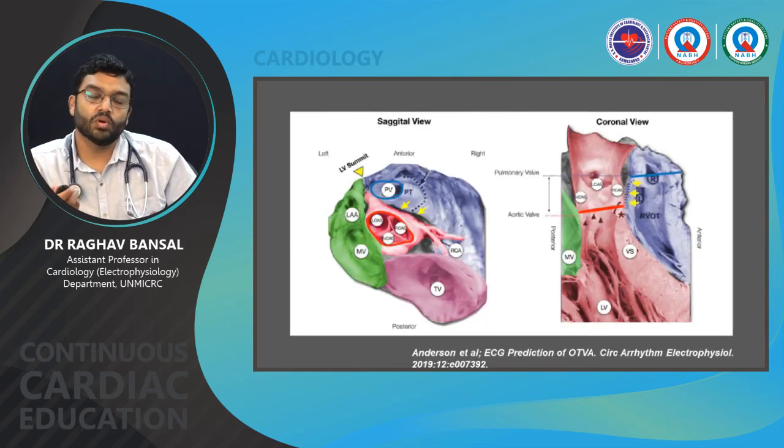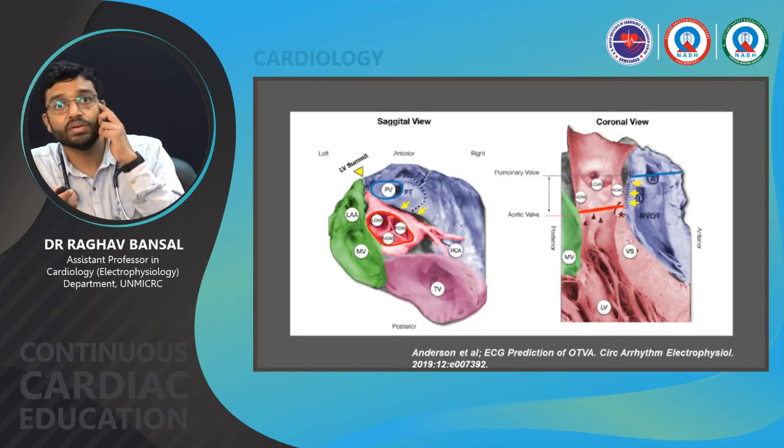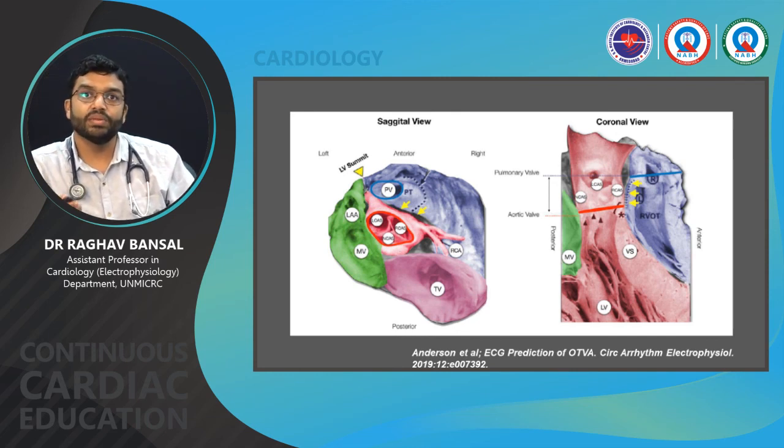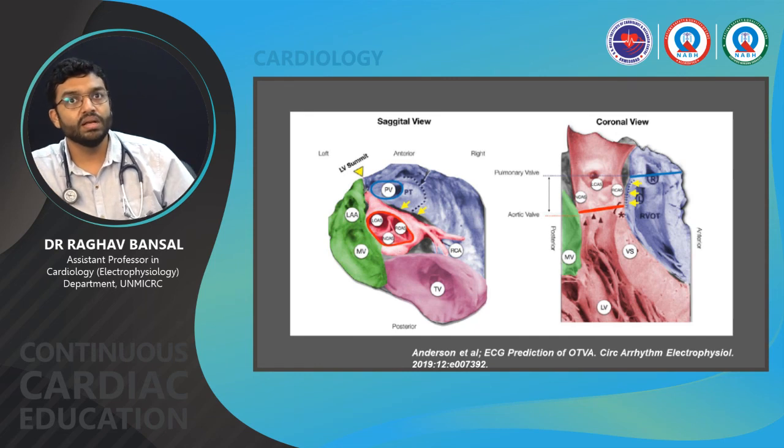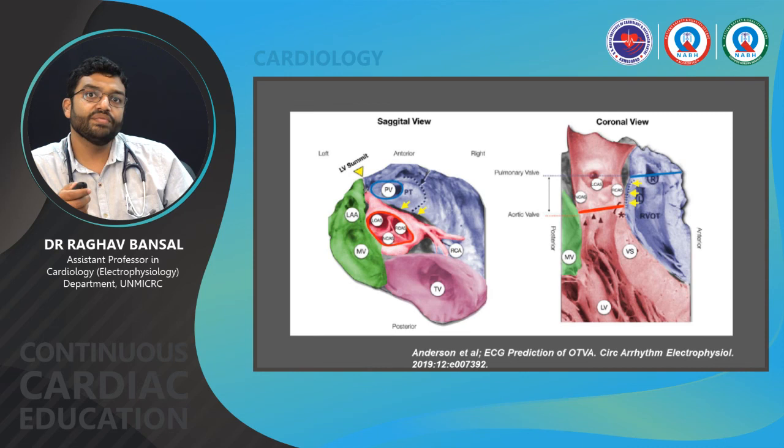They are in very close proximity. Again, this is another diagram addressing the same thing. I am reiterating this again and again because this is a very important concept to understand. The RVOT is lying very near to the aortic cusps, and the posterior RVOT is lying in very close proximity to the right coronary cusp of the aortic root.